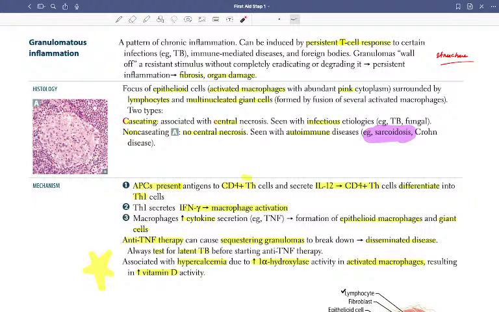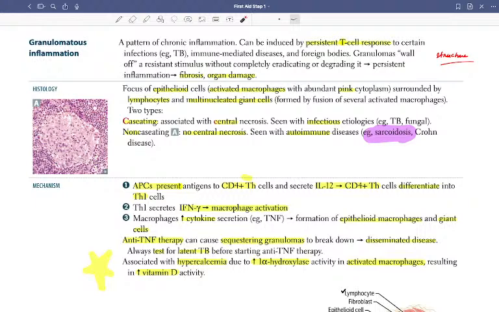Anti-TNF therapy can break down sequestering granulomas and cause disseminated disease. So this is dangerous, because TNF is responsible for granuloma formation. If anti-TNF is given, the sequestering granuloma breaks down and will cause disseminated disease. So that's why it's important: test for latent TB before starting anti-TNF therapy. Very interesting point.